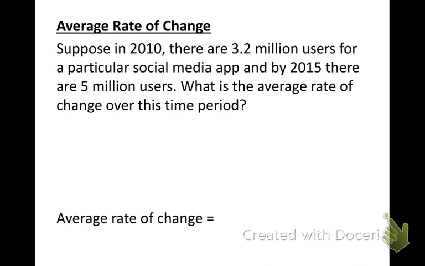Suppose in 2010 there are 3.2 million users for a particular social media app, and by 2015 there are 5 million users. What is the average rate of change over this time period? In a lot of real-world scenarios, you're not going to find that the change will be the same every year. It might be a little more one year, a little less another year, and that's what's happening here. So we're looking for, on average, what was the rate of change in the number of users per year. So we want to convert this to users per year.